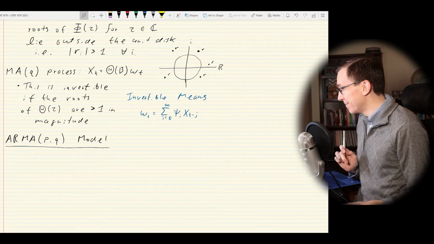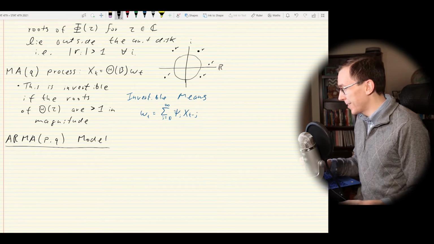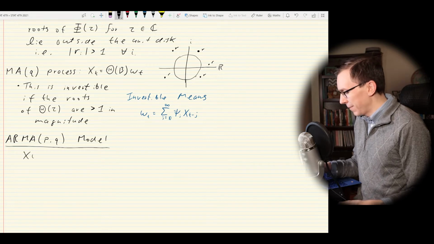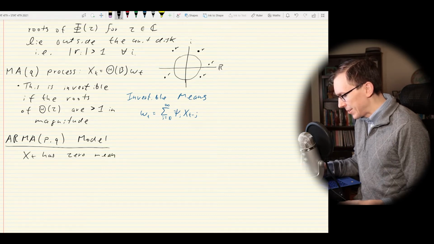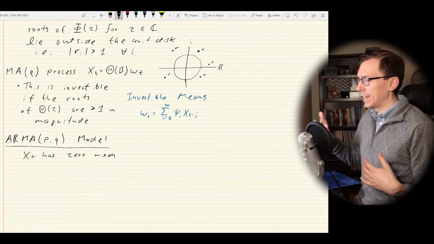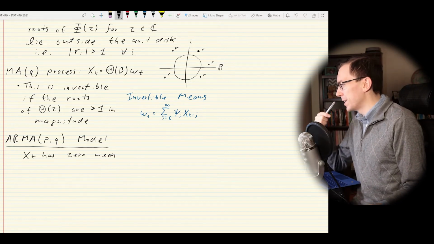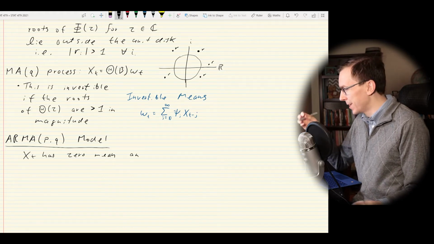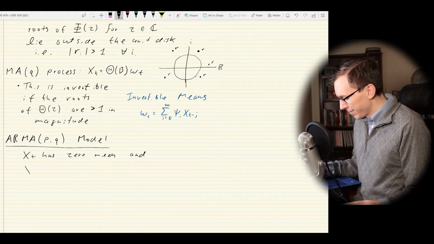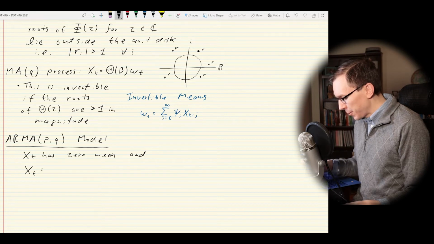Anyway, if we want to define an ARMA(p,q) process, then again, we say that xt has zero mean, which is really just for convenience, as we talked about last time. We just have the zero mean there so that we don't have to be dragging around this extra term, which is super annoying. So we assume it has zero mean. We can adjust it otherwise.